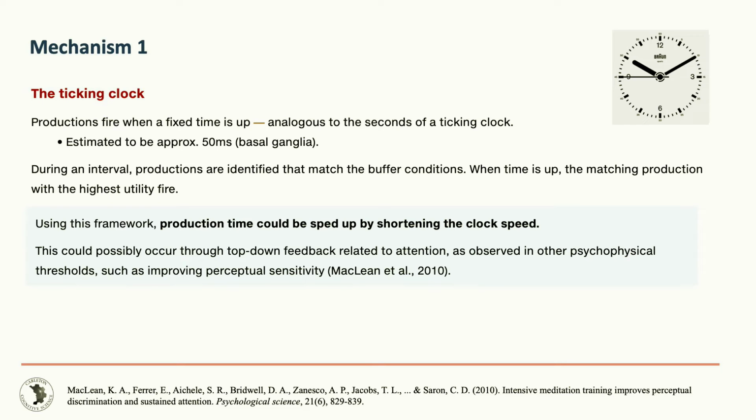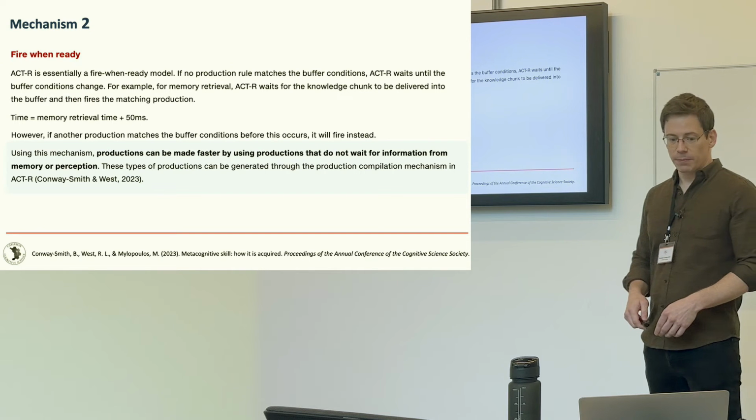This could possibly occur through top-down feedback related to attention, as has been observed in other psychophysical thresholds. There are other psychophysical thresholds that meditation and metacognitive training have shown to improve your sensitivity to: visual thresholds, auditory thresholds, haptic thresholds, interoceptive thresholds. And we're saying that metacognitive sensitivity can be improved through attention as well.